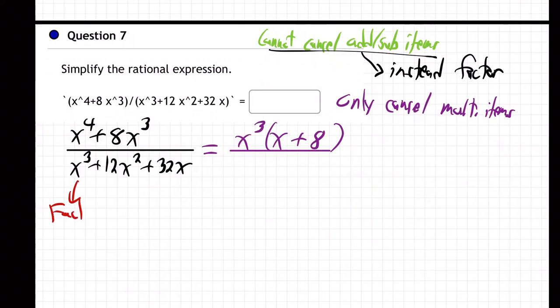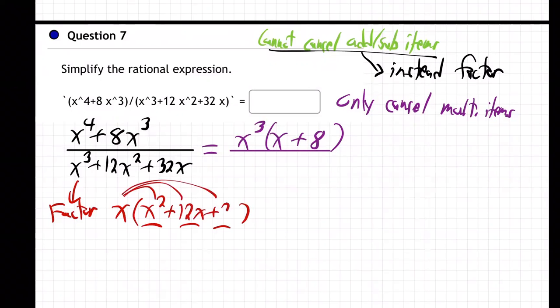Factor that. So first take out an x. Right, because they all have x in common, notice. That'll leave x times x squared plus x times 12x plus x times 32. Is that making sense? X times x squared is x cubed. X times 12x would be 12x squared. X times 32 would be 32x.